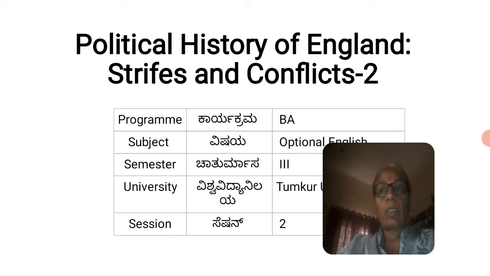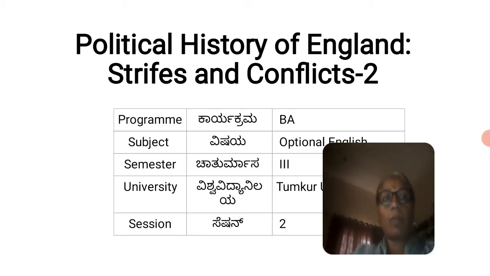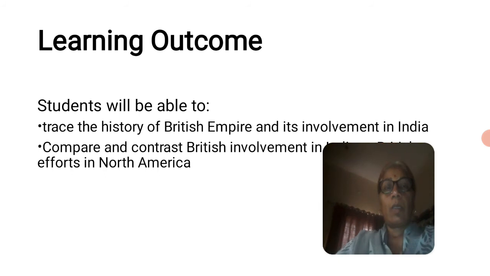This is a session prescribed for third semester students, and the paper is Romantic Literature. Here we will learn the political history of England, strifes and conflicts, part 2. In this session, we will trace the history of British Empire and its expansions the world over.